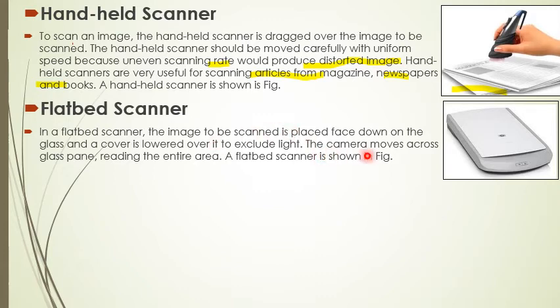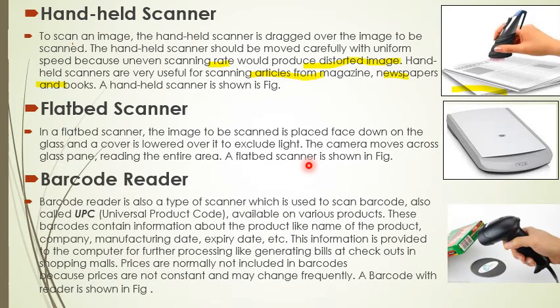So the cameras move across the glass pane and read the entire area. The flatbed scanner is shown in a figure which is available over here. The third type of scanner is a barcode reader. It is also a scanner, but what is a barcode? First of all, you have to understand what a barcode is and what a barcode reader is.